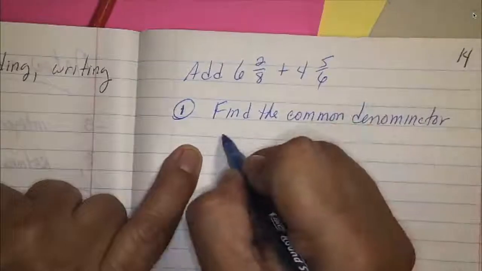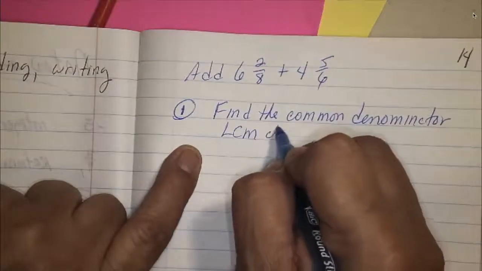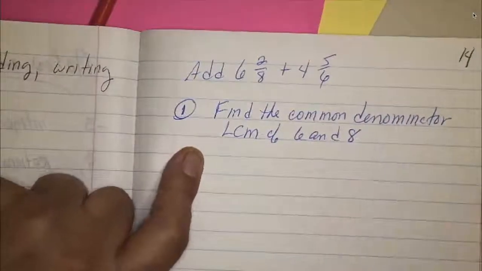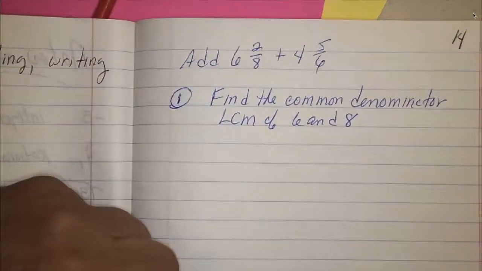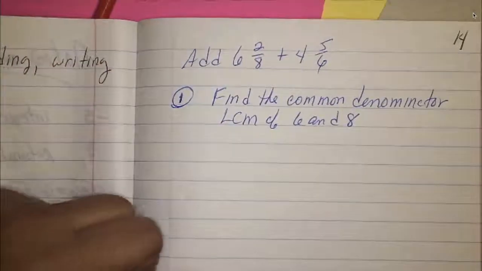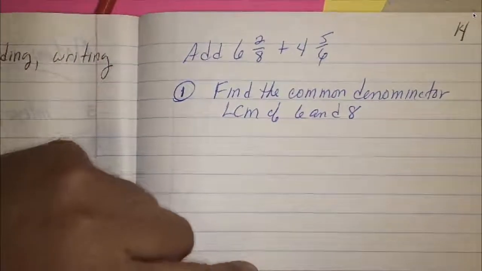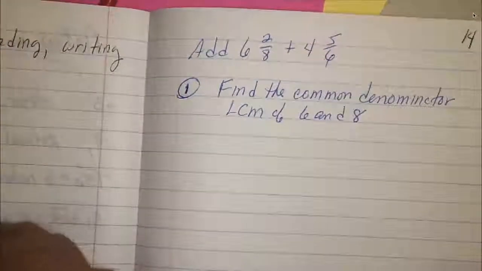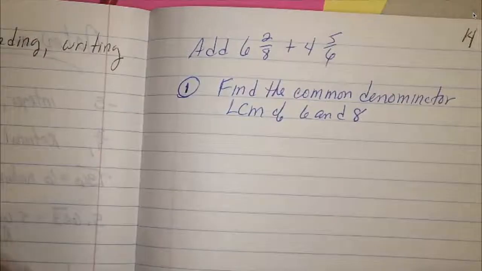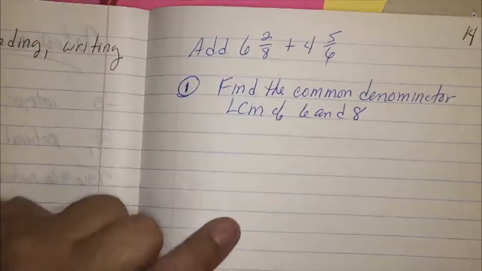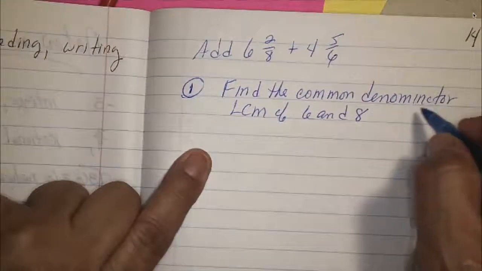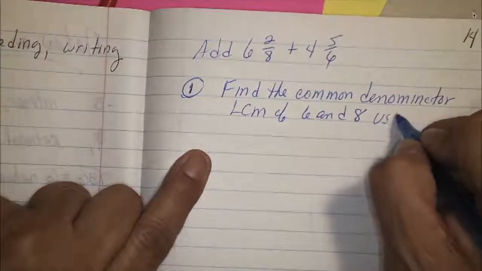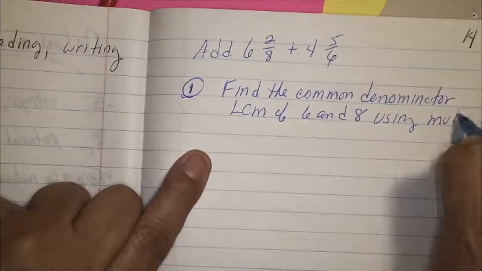Or in this case, we're going to find the LCM of 6 and 8. If you remember, the least common multiple is used for our common denominator. So it's been a while since we've done this. There are two methods to find the LCM. We can use the factors or the list of multiples. I'm going to make a list of multiples. So find the common denominator or the LCM of 6 and 8 using the multiples.